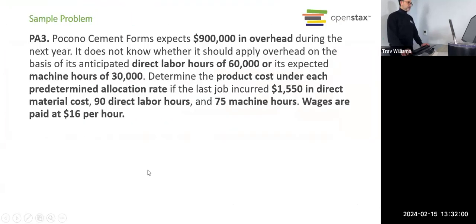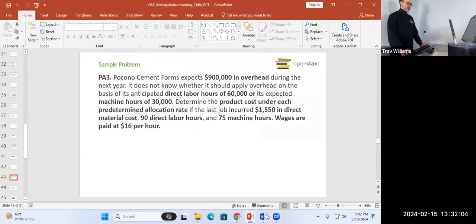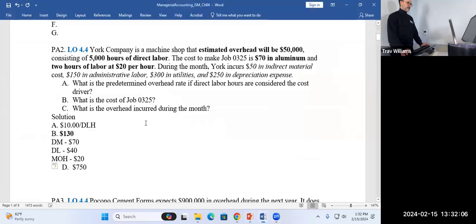All right, so now problem 3. All right. Go to the problem set again.